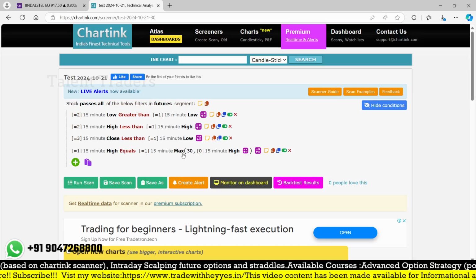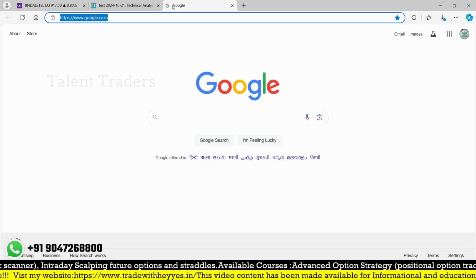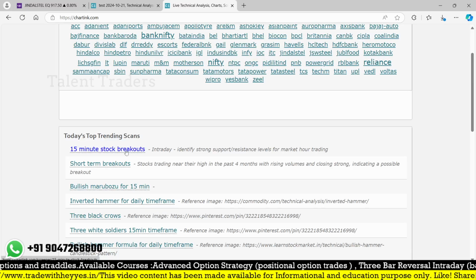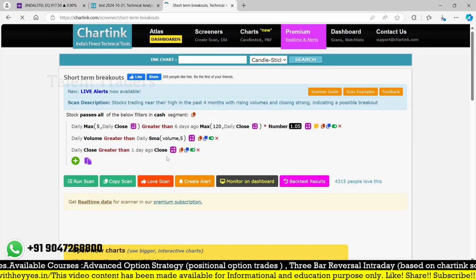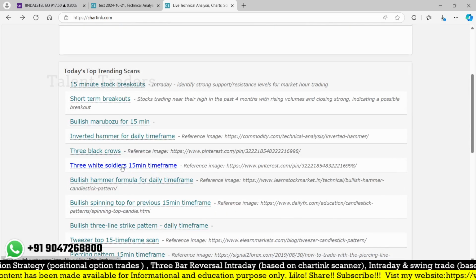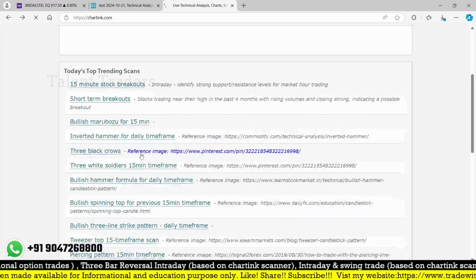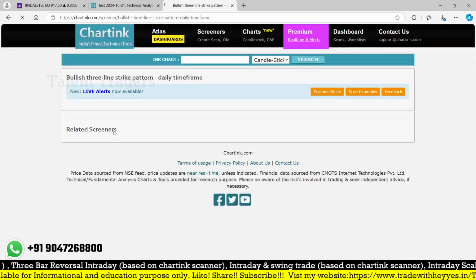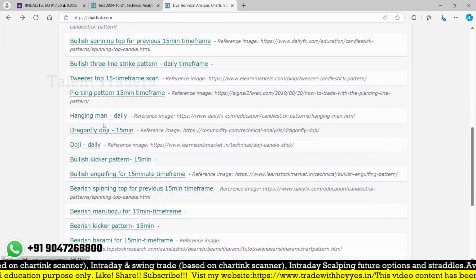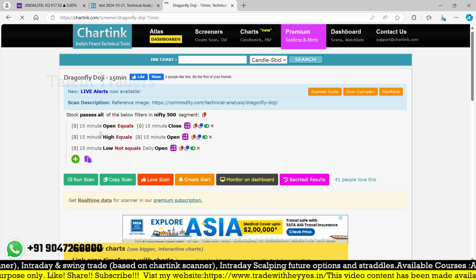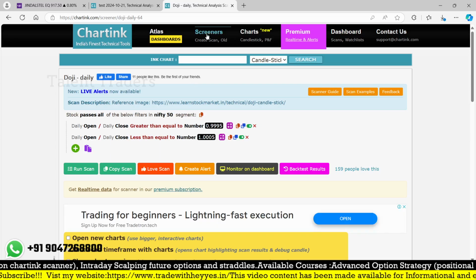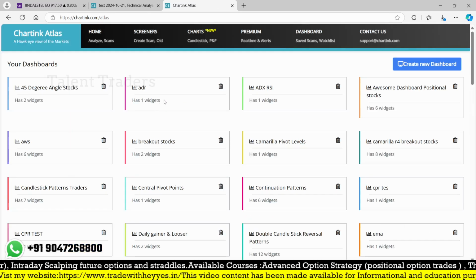So where it is repainting, I'm just going to tell you simply about a repaint scanner. Maybe a short-term breakout, this would be fully daily. If you find two time frames in a particular scanner, then surely it is repaint. That is very important, you have to check. For example, Dragonfly Doji, 15 minutes Doji. Even scanners like a Doji we can take.